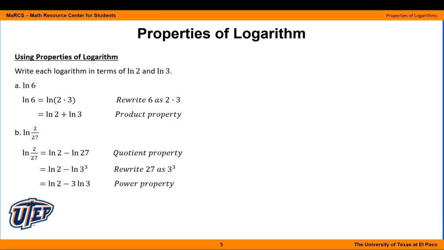Now let's look at part B. We have natural log of 2 over 27. And using the quotient property, we get natural log of 2 minus natural log of 27, and we can rewrite 27 as 3 to the power 3. So natural log of 2 minus natural log of 3 to the power 3, and using now the power property, we get natural log of 2 minus 3 times natural log of 3. And this is our final answer.